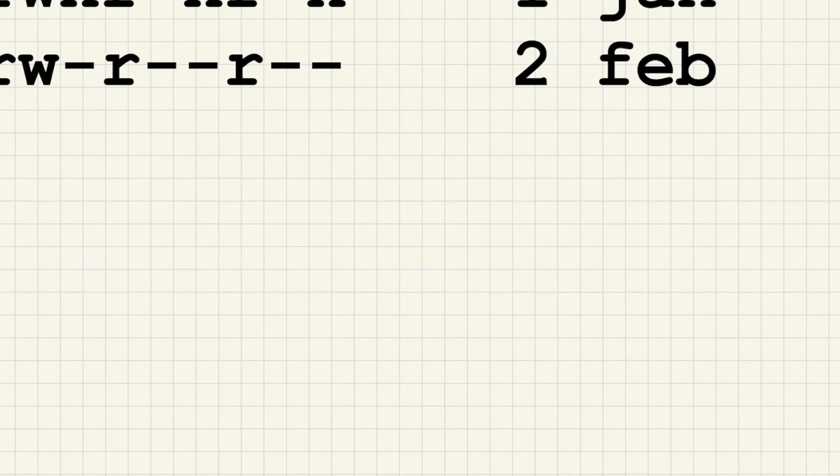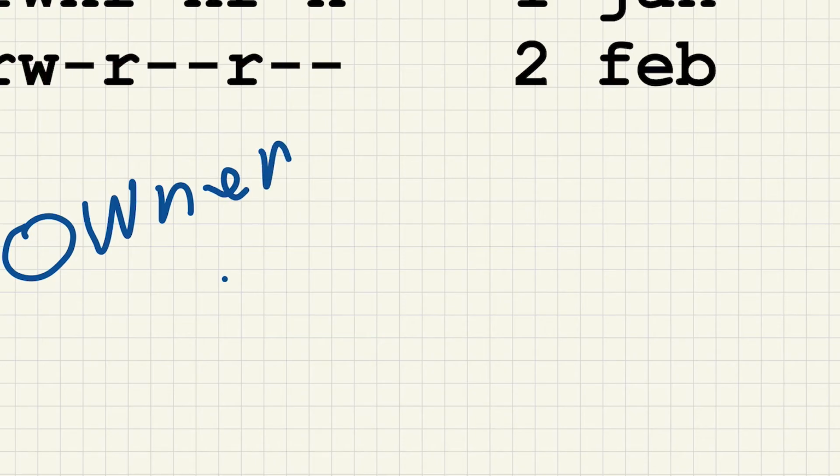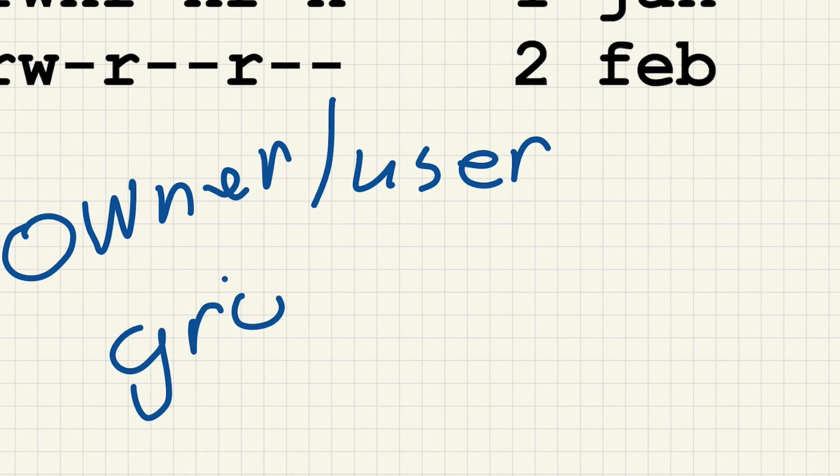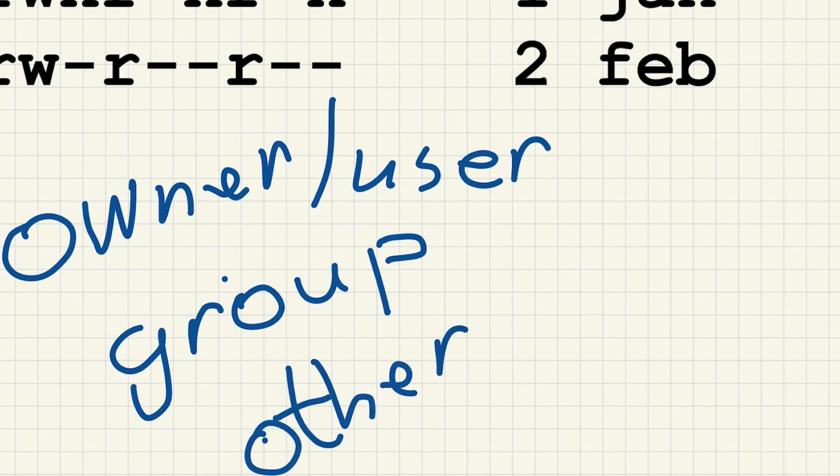Well, for every file and every directory, we have 3 different alternatives. We have the owner, and that is also called the user. We have something that is called group, and we have other. And these are kind of self-explanatory.